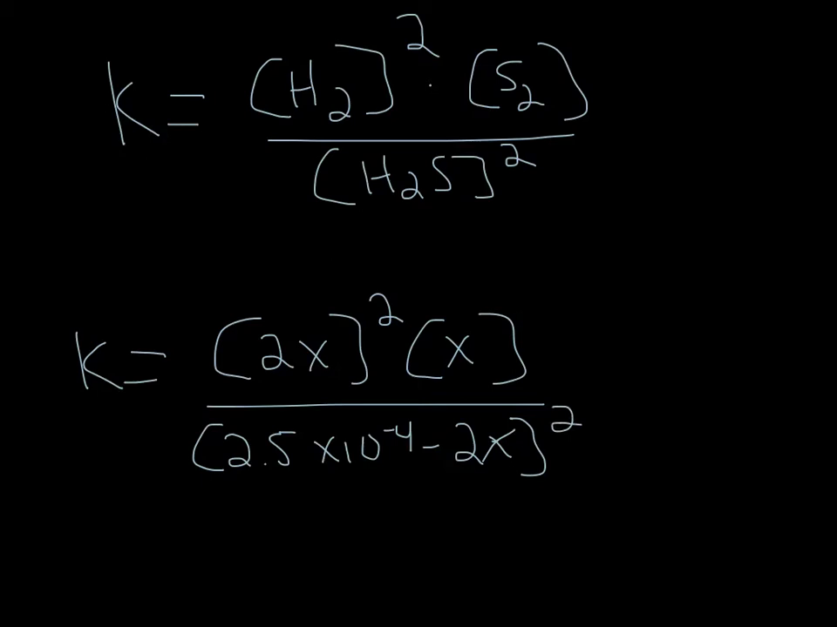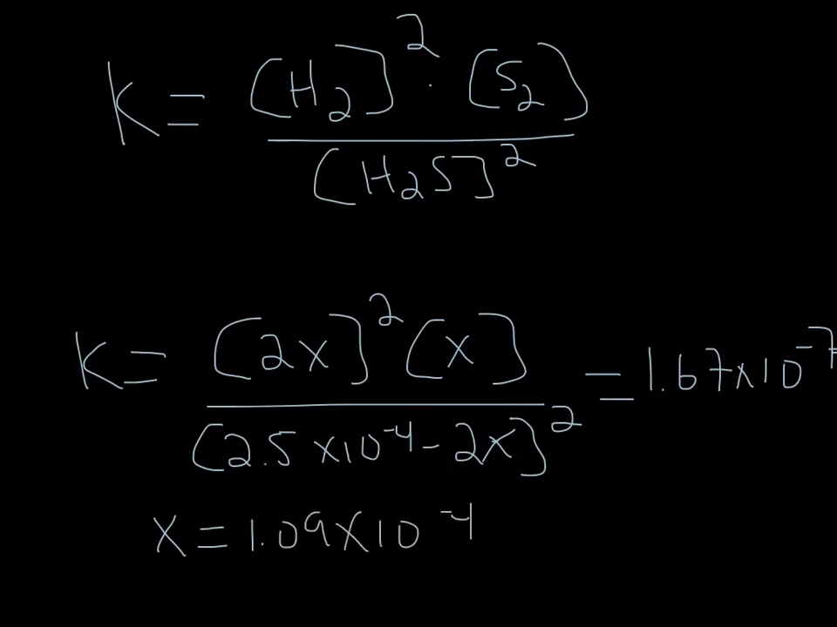So you can either do this algebraically or you can plug and chug. What I need to do is put in my actual k value, which is 1.67 times 10 to the negative 7. That's either going to have to be given to you, or you're going to have enough information to find it. So we have just one variable, and that's this x in here. If I plug that into my calculator using either the solve function or algebraically solving it, I get that x is equal to 1.09 times 10 to the negative 4 molar.